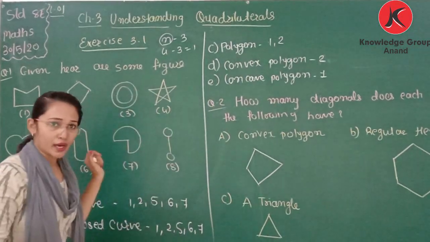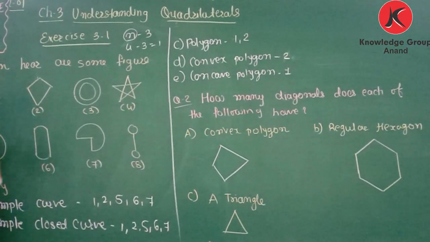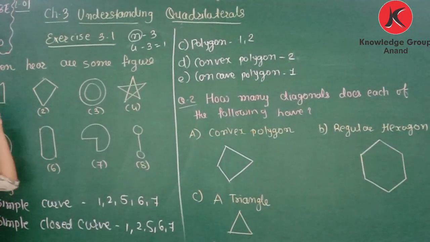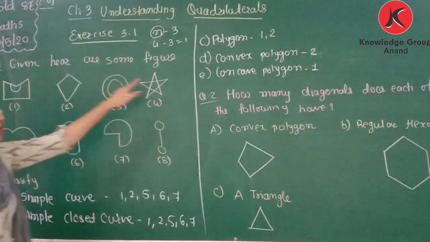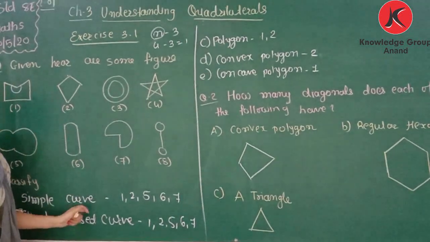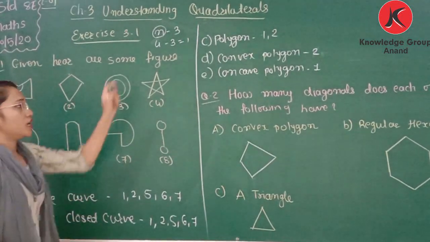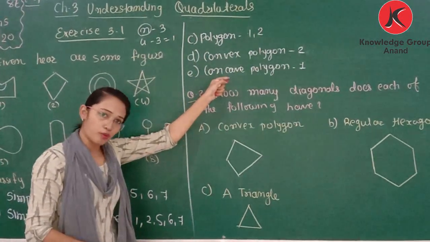Convex polygon? Now why? Because you can see this angle is greater than 180. That's why it is not convex polygon, but it is a concave polygon. So first figure is simple curve. It is also simple closed curve. It is polygon. It is not convex, but it is concave polygon.